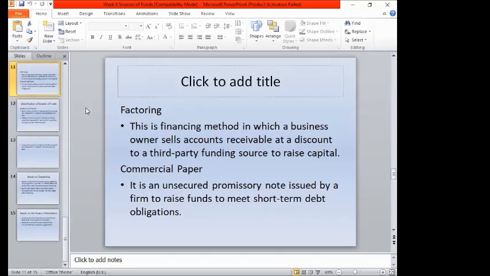But in a sense, the company that sells the receivables at a discount can also use this as a way of raising capital or a source of funds for the business operation.